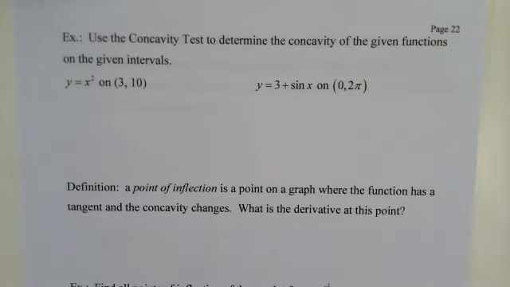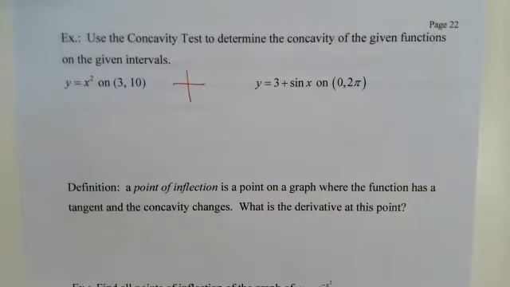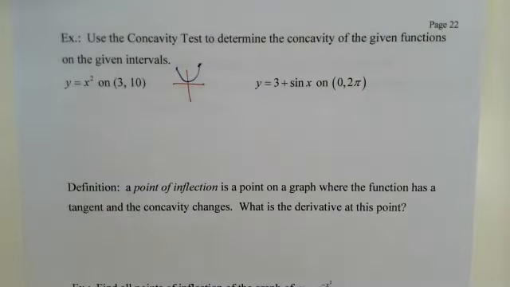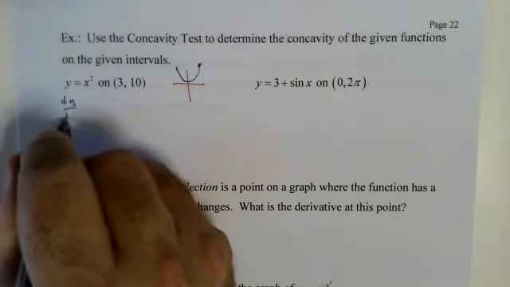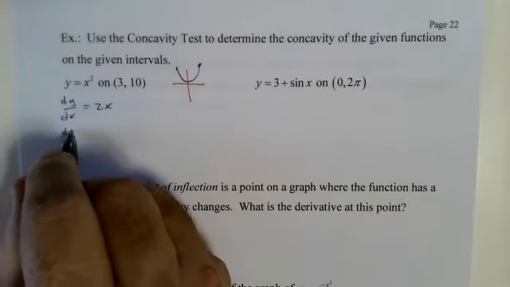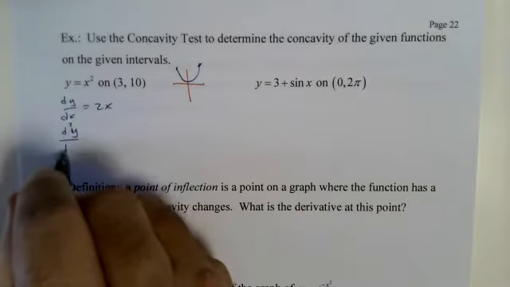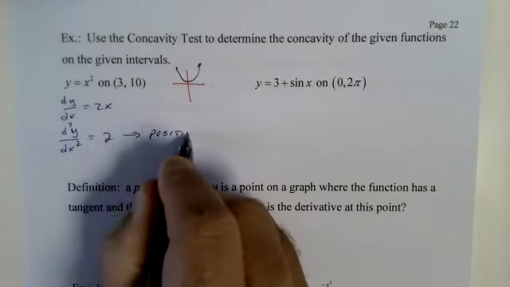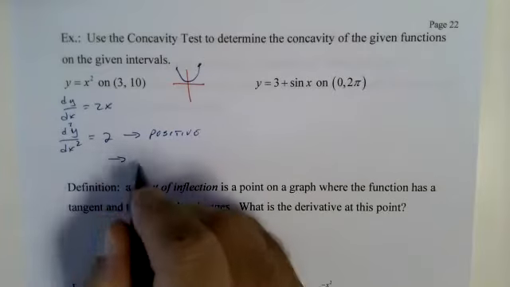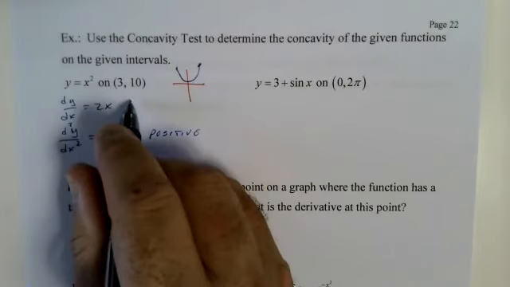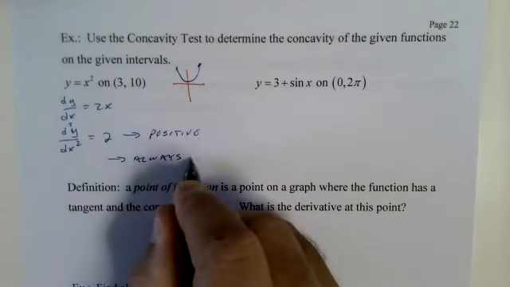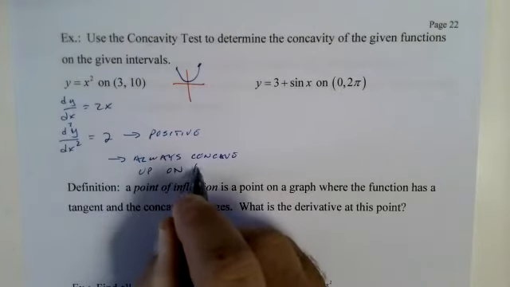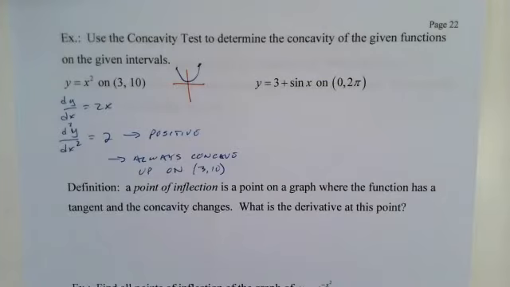X squared, we know, looks something like this. So it's going to always be concave up. So we're going to take the second derivative and find out that dy/dx is 2x, and d squared y/dx squared equals 2, positive. And we're going to say always concave up. I'm not even getting into this 3 to 10 thing in terms of throwing in numbers, but I mean, that's how I would write it.